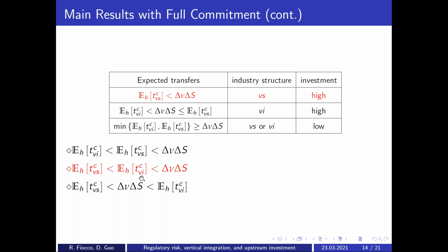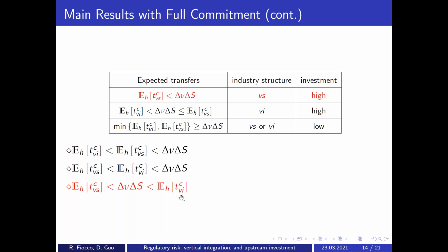Okay. And in the last subcase, I think this is more transparent than the second subcase: the expected transfer under vertical integration is too high to be compensated. So if the high effort is provided, the vertical integration is not feasible.